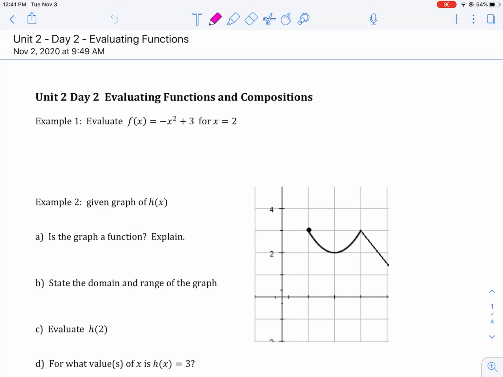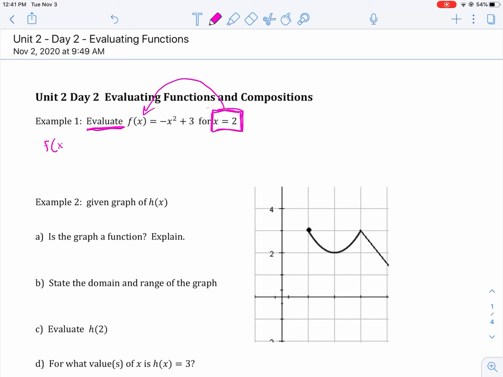So evaluate f of x is equal to negative x squared plus 3 for x equals 2. This word evaluate is just a fancy way of saying, when our input is 2, what is our output? What happens when you plug a 2 in for your x? So just evaluate the function when x is equal to 2. Plug the 2 in for anywhere you see an x.